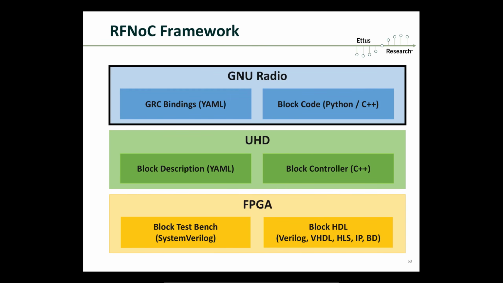That's also the last step related to getting our rfnoc block up and running. So in the FPGA, we've implemented our Verilog code along with a test bench, verified that our block seems to be working, at least in a test bench environment. In UHD, we looked at the block controller and the block description YAML files. And then in GNU Radio, we looked at our block code and the GRC bindings in YAML. And all of this comes together to realize our rfnoc block.